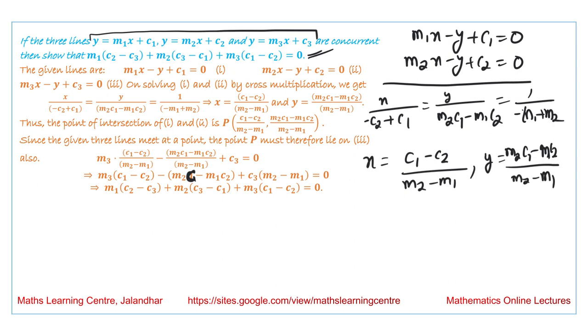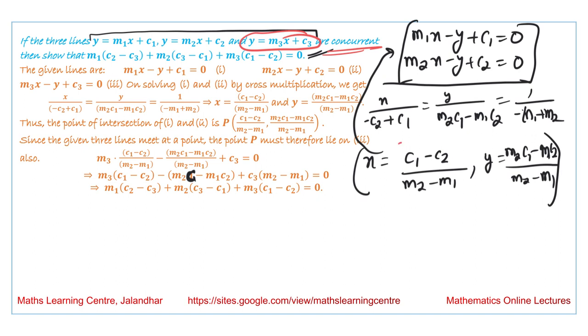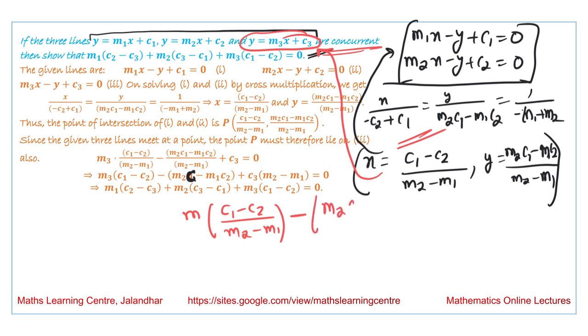These are these 2 points. They give us the point of intersection of these two lines. Now it is being given that this third line is also concurrent. It is also passing through this point. So if we substitute this value in this third line, we obtain m3 into c1 minus c2 over m2 minus m1, then minus y. The value of y we have is m2 c1 minus m1 c2 divided by m2 minus m1, plus c3, that is equal to 0.